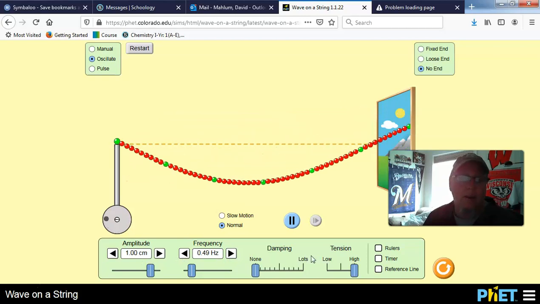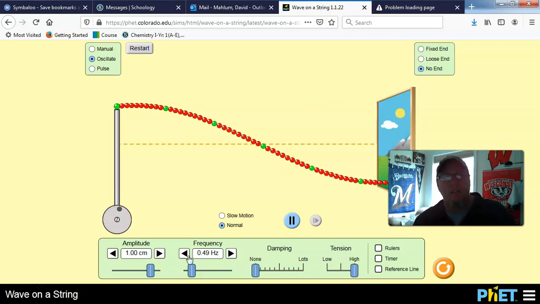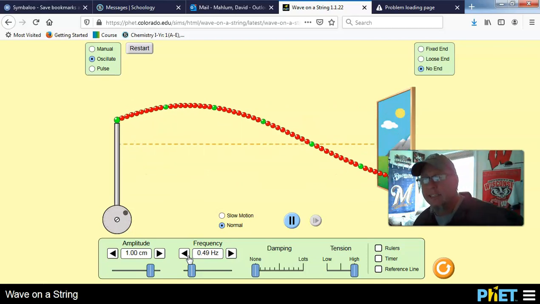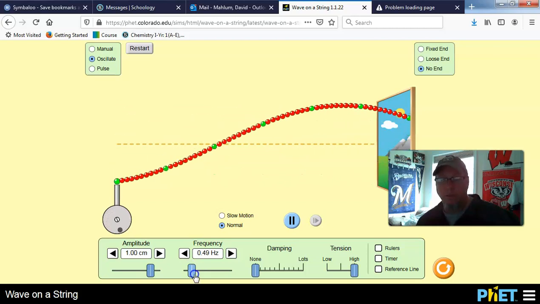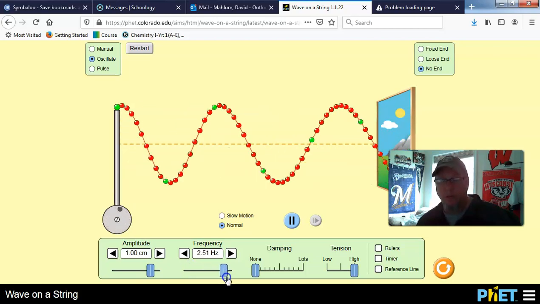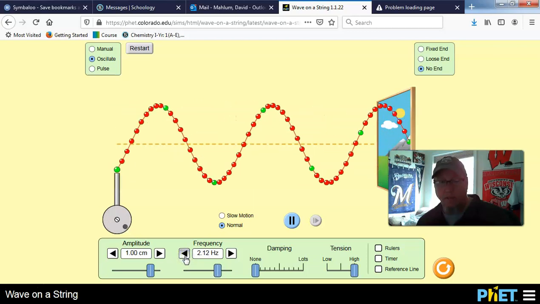Notice there's nothing down here that says anything about wavelength. That's because the wavelength is intimately attached to a different one, the frequency. So I'm going to turn my frequency up to about 2 again. I'm just going to leave it at about 2 because then we can talk about wavelength here.